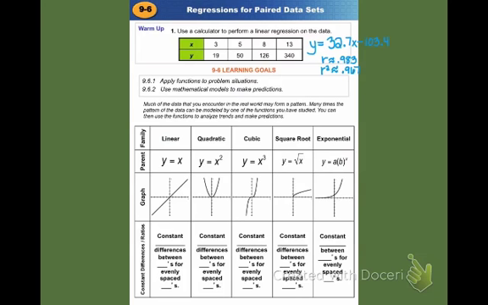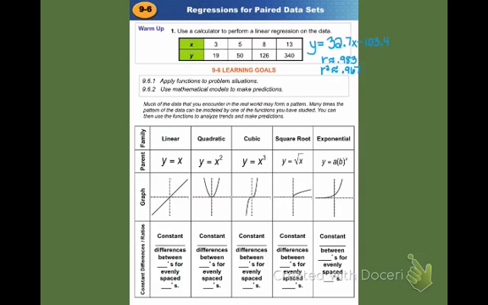In today's lesson, we're going to apply functions to problem situations, and we're going to use mathematical models to make predictions. Much of the data that you encounter in the real world may form a pattern, and we've seen that throughout this course. We've looked at lots of real-life applications, and we've looked at taking data and using regression equations to fit either quadratic, linear, exponential models to the data, so that we could then use the function, the equation, to make predictions for other given inputs. Many times the pattern of the data can be modeled by one of the functions that we've studied, so you can then use the functions to analyze trends and make predictions.